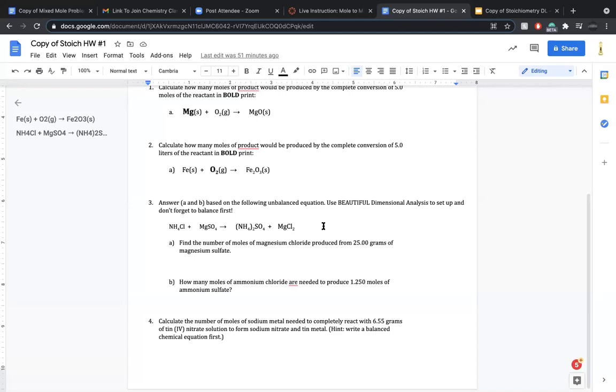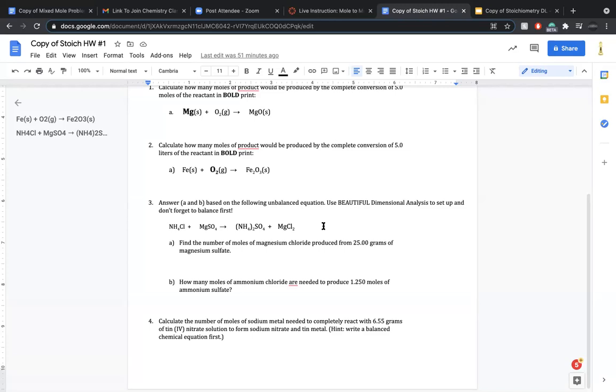No problem. I don't know anything about beautiful dimensional analysis, but I do know normal ordinary dimensional analysis. So I guess our only choice would just be to do it the normal way. We need to balance this first, and we're running short on time, so I'm going to use a balancing calculator for this real quick. I'm going to cheat in the interest of time.